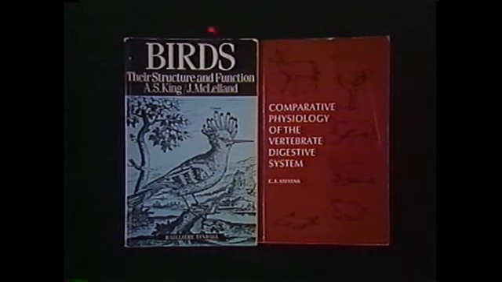A book that's a help in zoo birds are some of the ornithological texts, such as this book by King and McLelland, which goes through the structure and function of birds and often mentions many of the stranger species that we find in zoos. A helpful one for mammals, just as an aside, is this Comparative Physiology of the Vertebrate Digestive System.